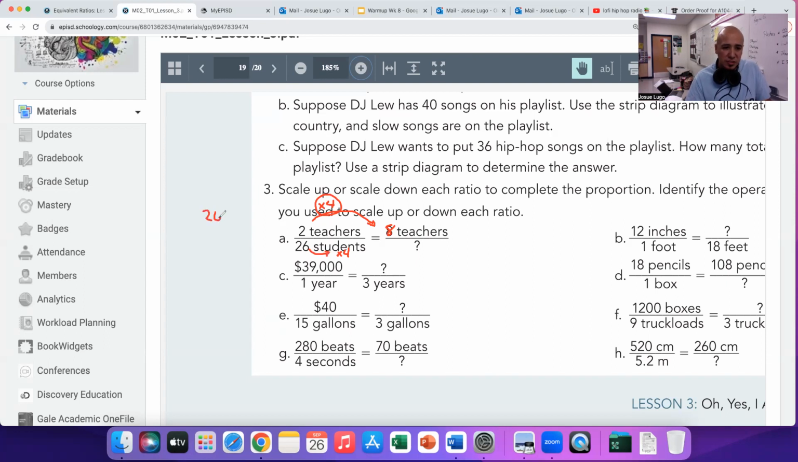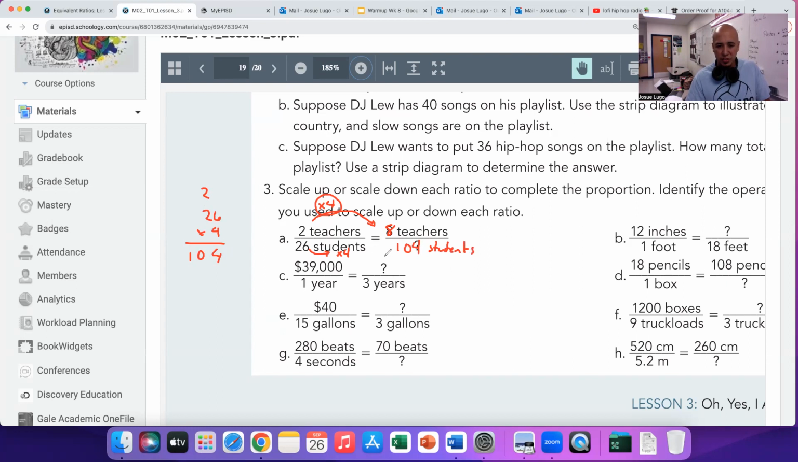So 26 times 4: 4 times 6 is 24. 4 times 2 is 8, plus 2 is 10. Ladies and gentlemen, that means that in order to have the same ratio, in order to have the same relationship, you would have 104 students.